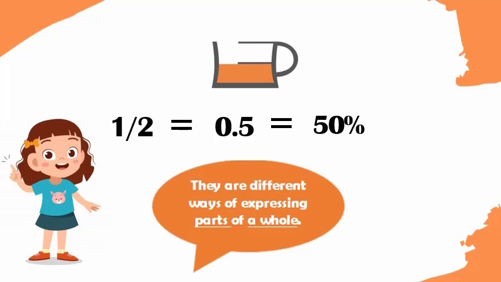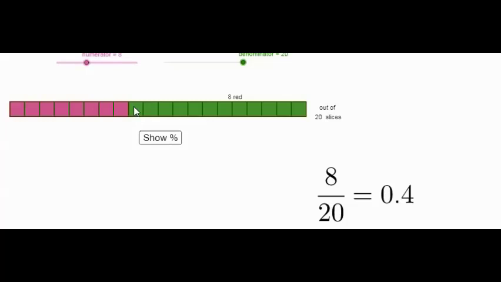Fractions, decimals, and percentages are different ways of expressing parts of a whole. We can convert between fractions, decimals, and percentages. There is a whole. The whole is divided into 20 parts, and 8 parts are red. The fraction for red parts of the shape is 8/20, and the decimal is 4/10.